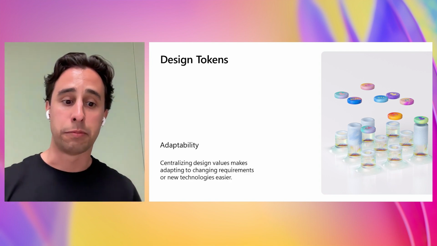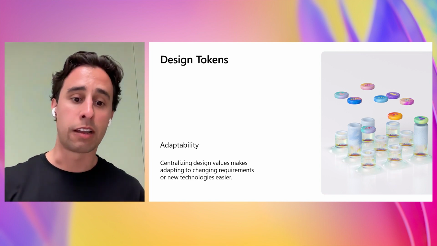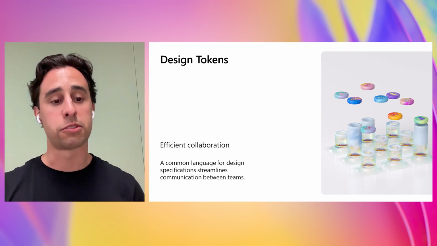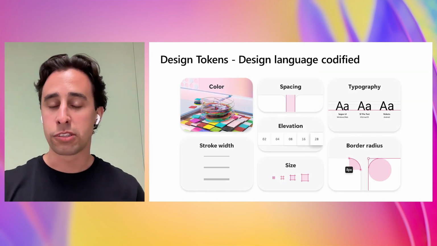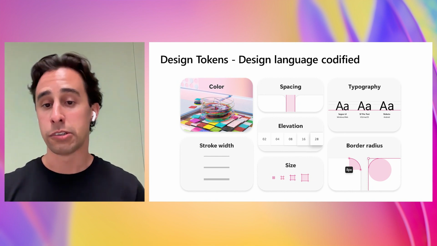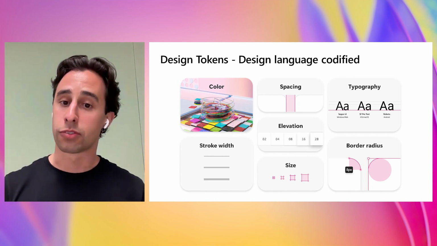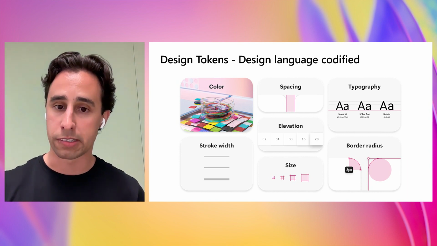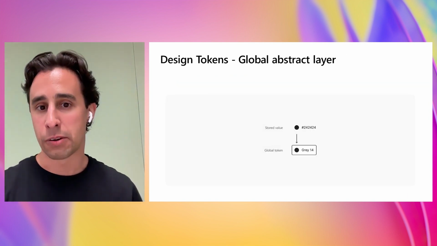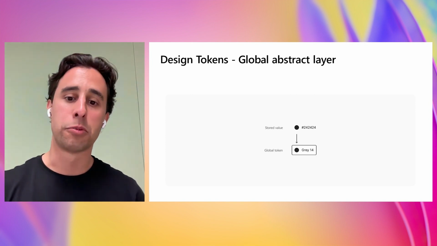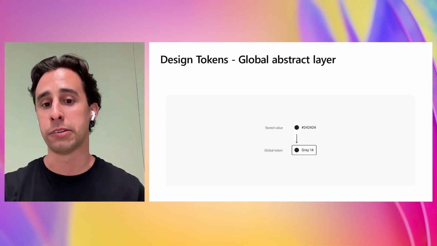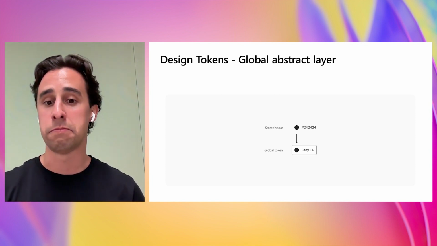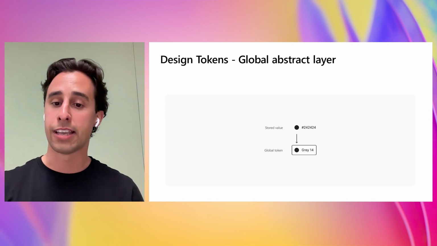Next, it's adaptability. Centralized design values make adapting to changing requirements a little bit easier, allowing design systems to evolve over time. In Fluent 2, this is how we codified our design language using design tokens. We have design tokens for color, spacing, typography, elevation, stroke width, size, and border radius. At its most primitive level, we have our global abstract layer. Global abstract is where we encapsulate our hex values into a platform-agnostic naming. So in this case, we encapsulate the value 2424 as gray 14.